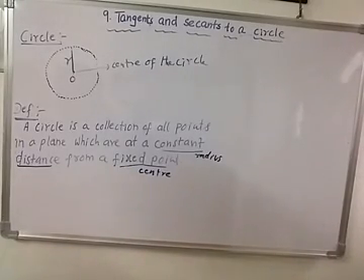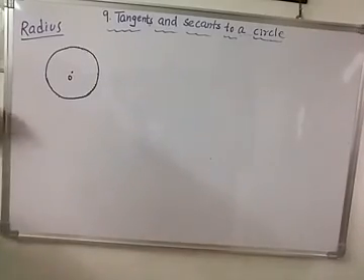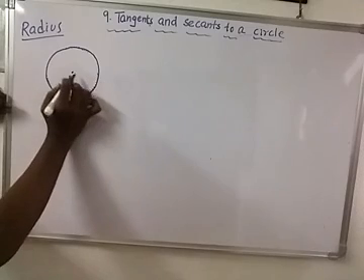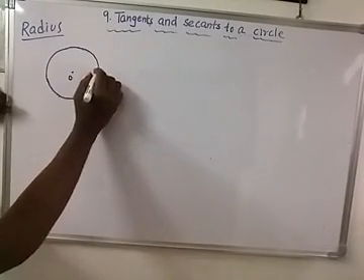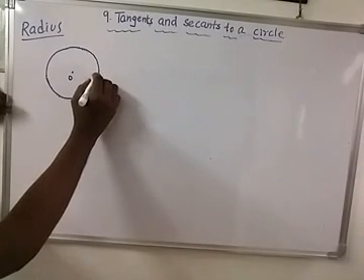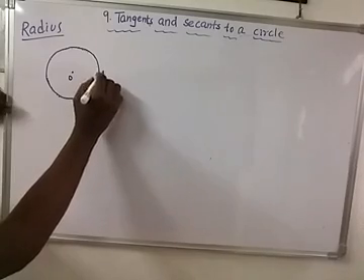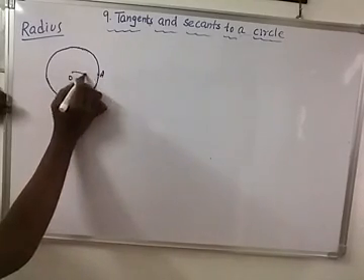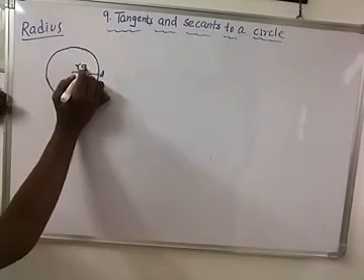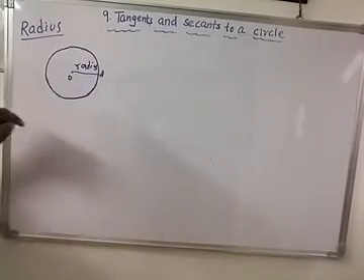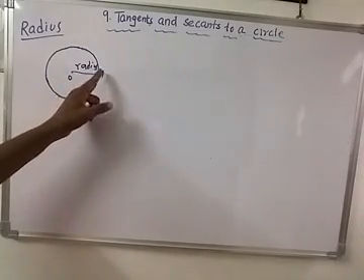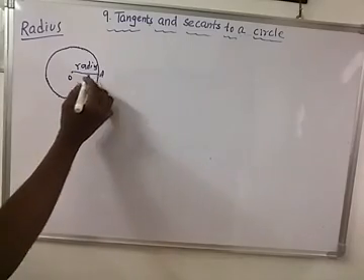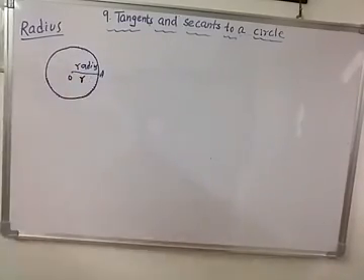Now what is a radius? A radius is the line joining the center of the circle to a point on the circle. Let us take a point A on the circle and join it to the center. This is the radius. The line joining the center of the circle to a point on the circle is called a radius, and it is denoted by the letter small r or capital R.